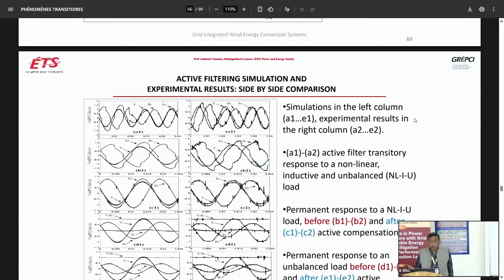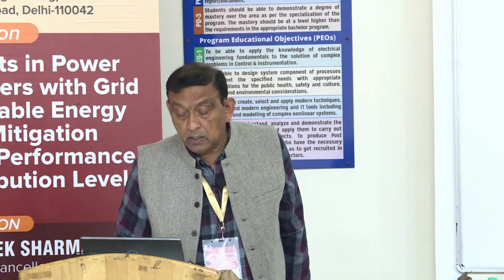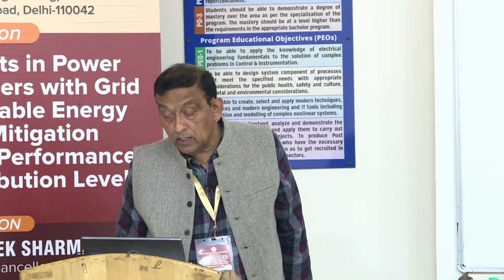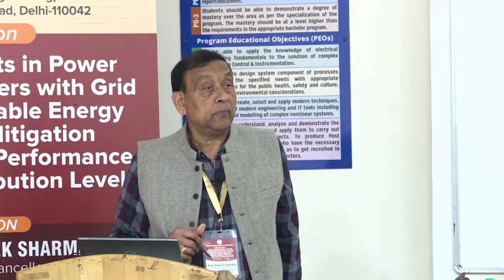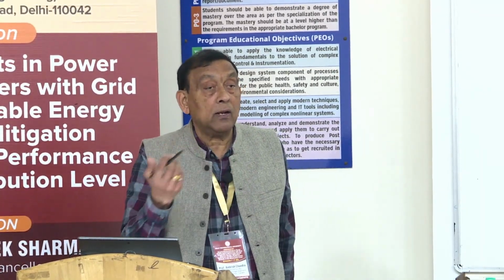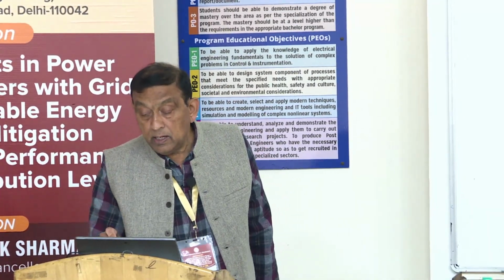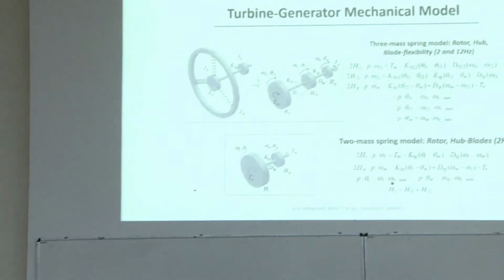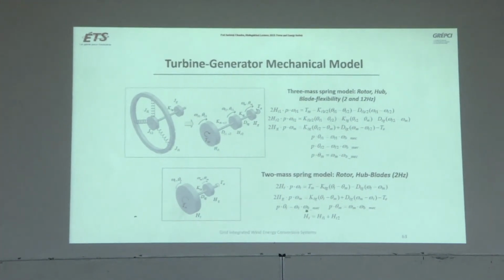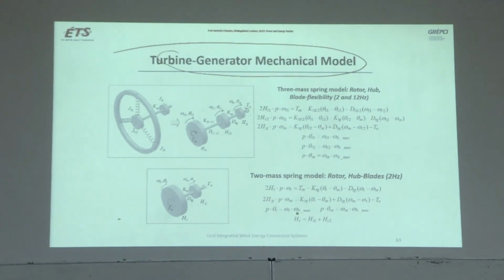Then there is a model: my student modeled the DFIG in detail with all the D-axis and Q-axis equations. He modeled the transmission line with the series capacitance that Hydro-Quebec was having, and he made the model. And then he modeled the machine also, the turbine generator mechanical model, which was very important.